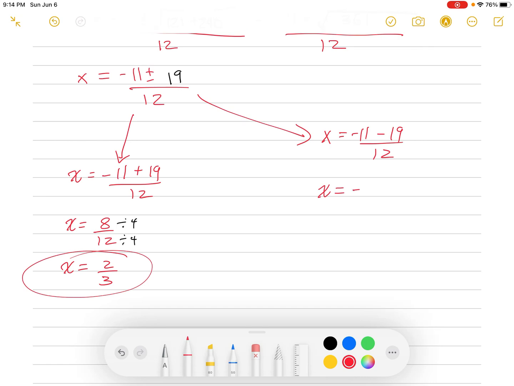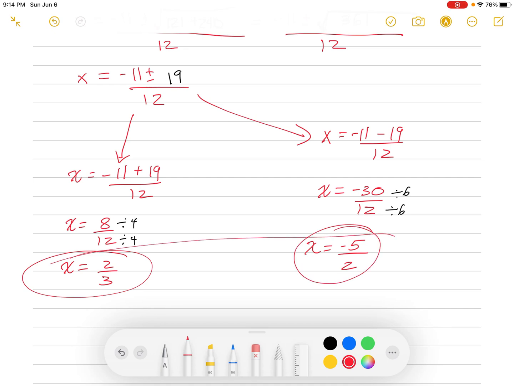In the other instance, you get negative 11 minus 19, which is negative 30 over 12. What can you divide out of negative 30 and 12? I believe you can divide out a 6 from the top and a 6 from the bottom. Negative 30 divided by 6 is negative 5, and 12 divided by 6 is 2, so negative 5/2. So here I have my two x-intercepts: 2/3 or negative 5/2. Either of those are x-intercepts.